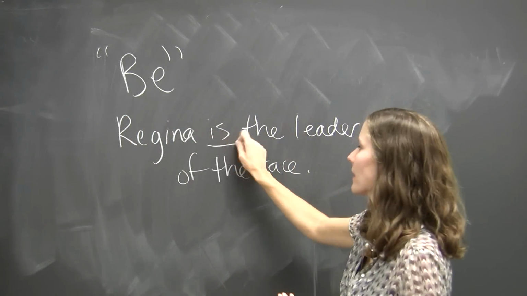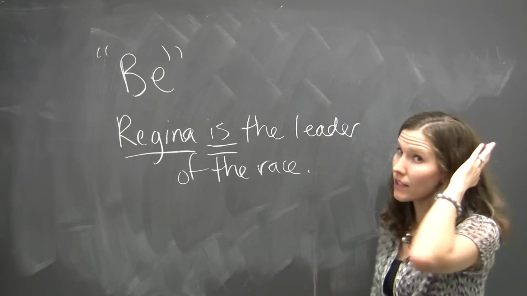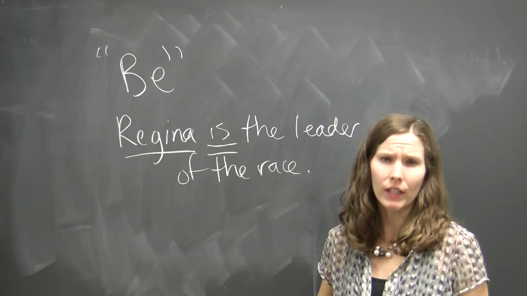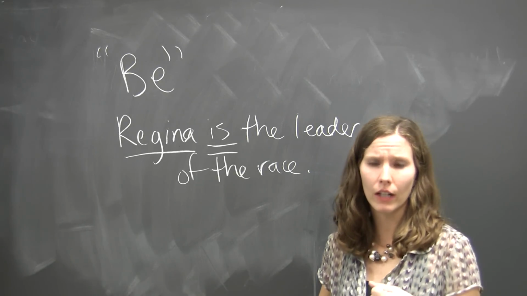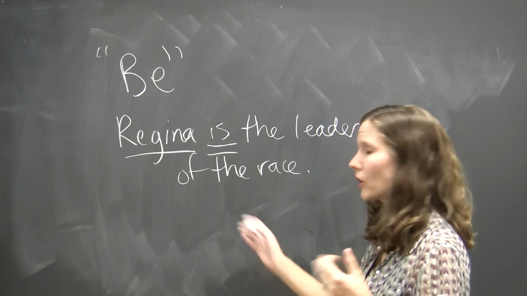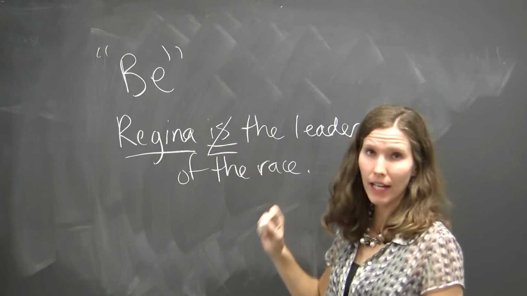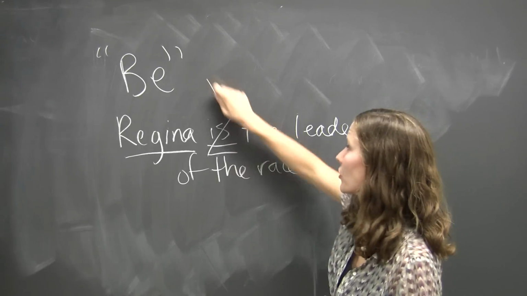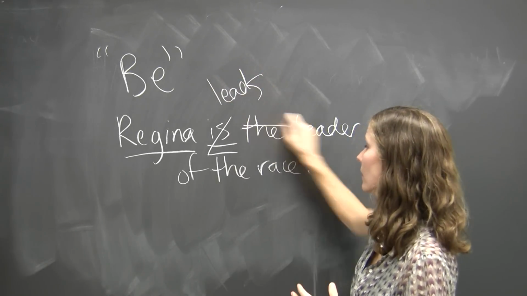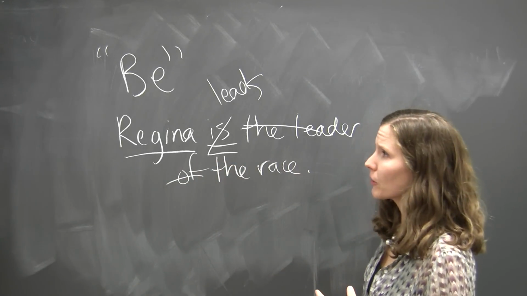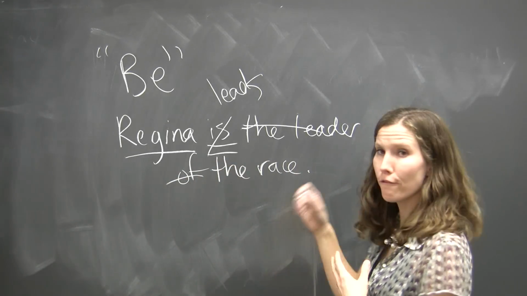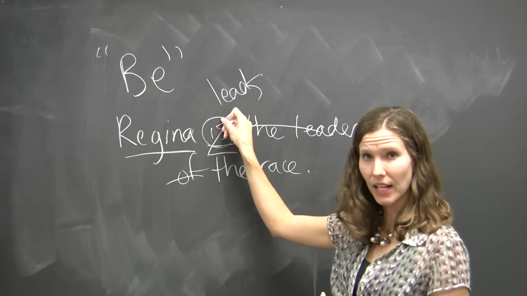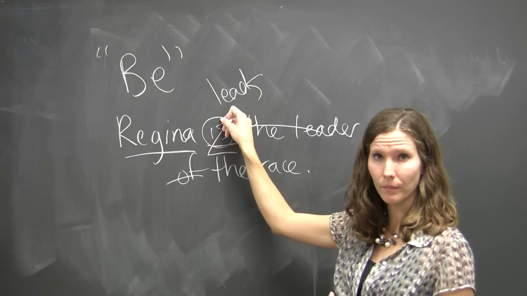Okay, so here's my sentence. "Regina is the leader of the race." So I'm using a be verb, is. And again, that's kind of boring. It doesn't paint a picture. It doesn't make a strong image for the reader. So you want to try to revise this to instead have a verb that's much stronger and much more action-oriented. So "Regina leads the race" would work. You could say "Regina finished the race faster than others." So you want to try to revise so that instead of using a be verb, you're using an action verb.